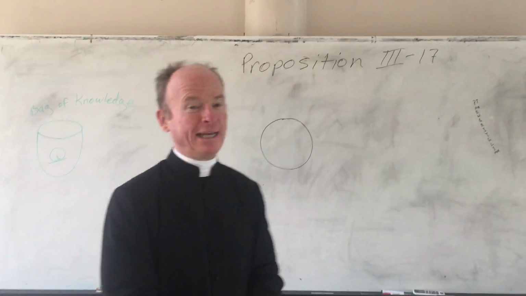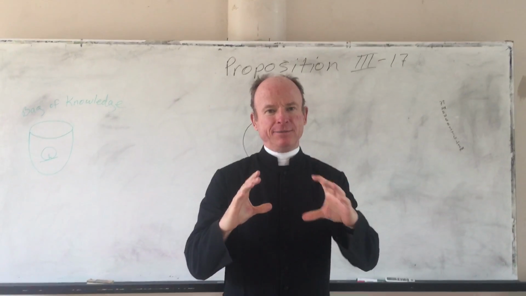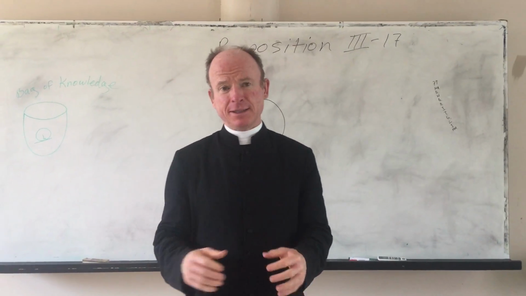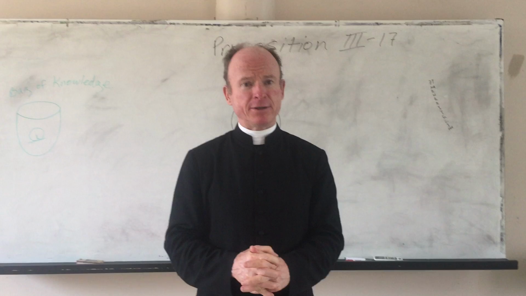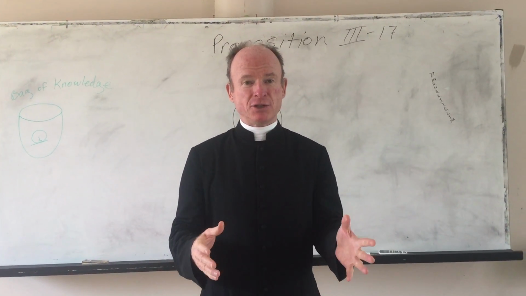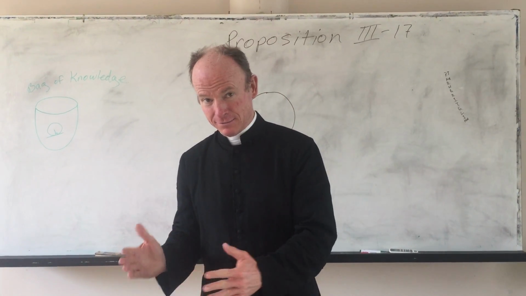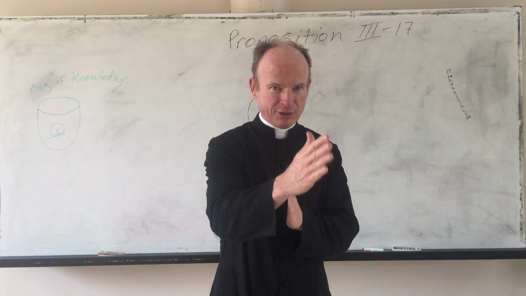Dear students, today we have proposition 17 of book 3. Given a circle and a point not on that circle, or not within that circle either, to draw from that point a line touching the circle. Not cutting it, not missing it, but touching it.